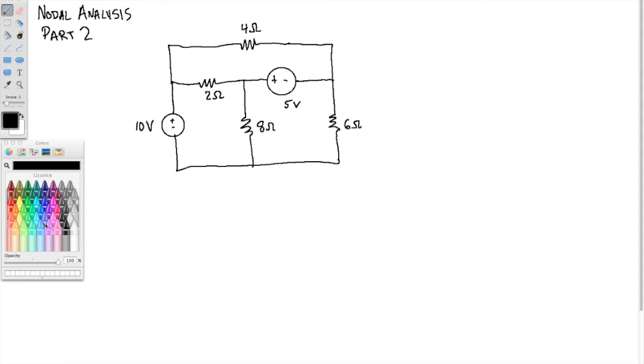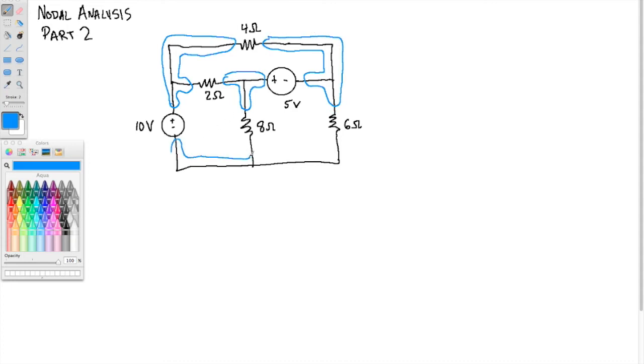First of all, remember we set up n-1 equations, where n is the number of nodes. So let's first identify all of the nodes. There's this one, this one, this one, and this bottom one down here.